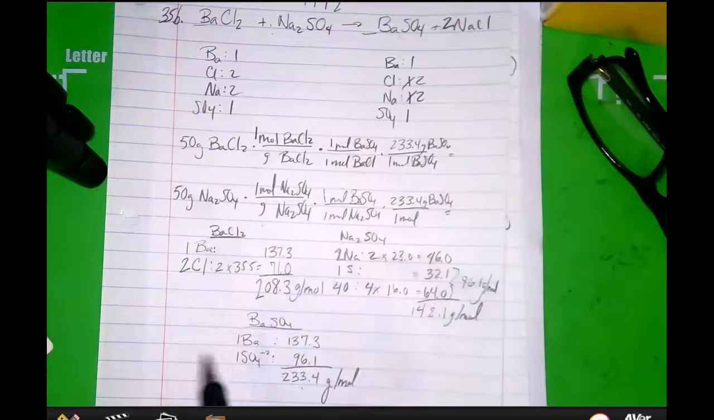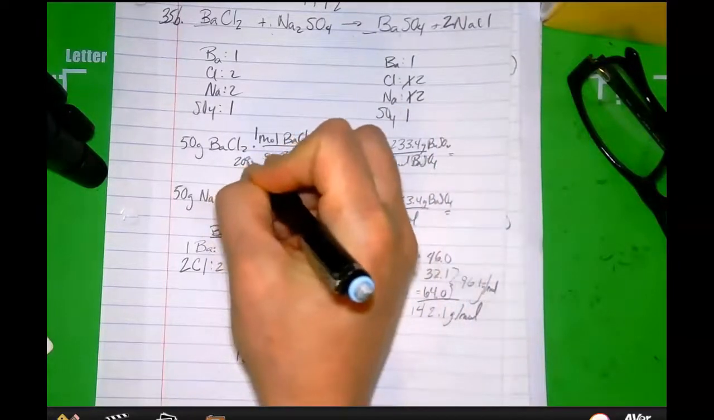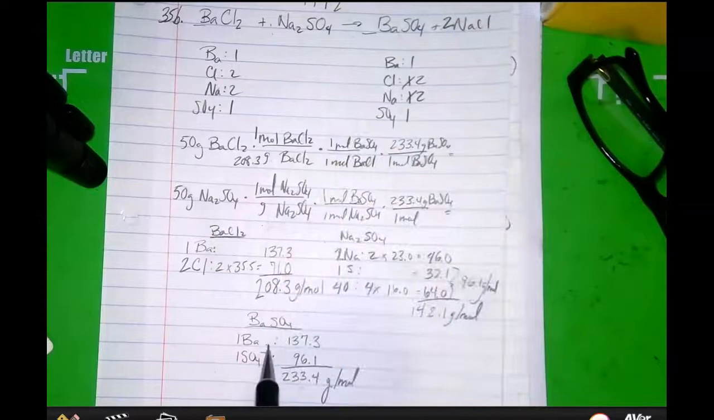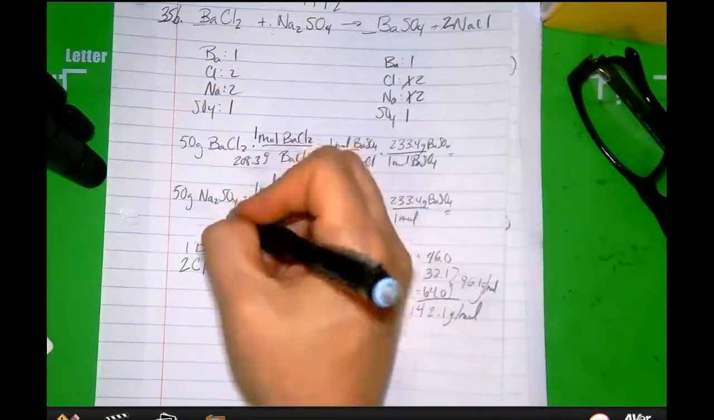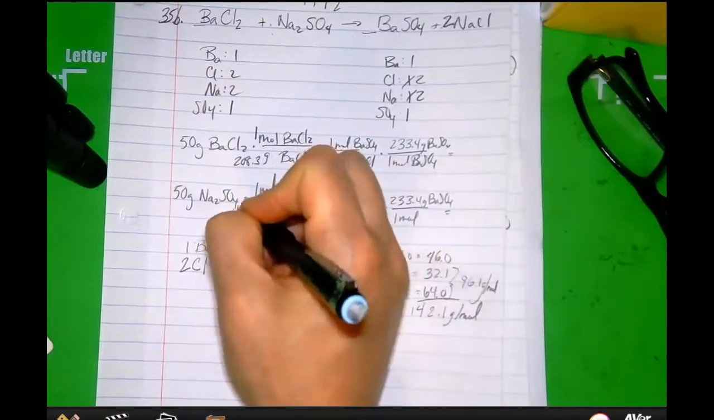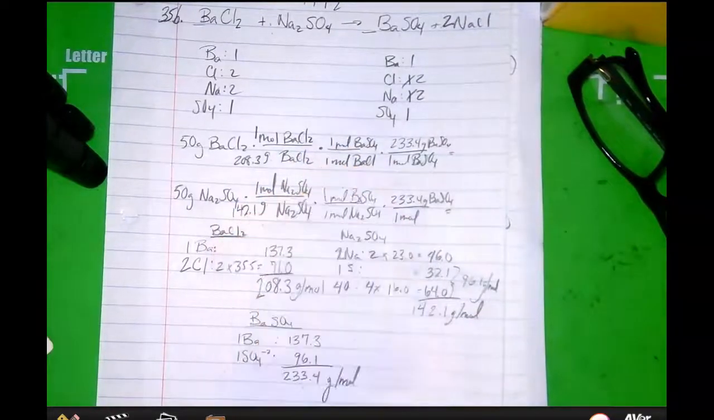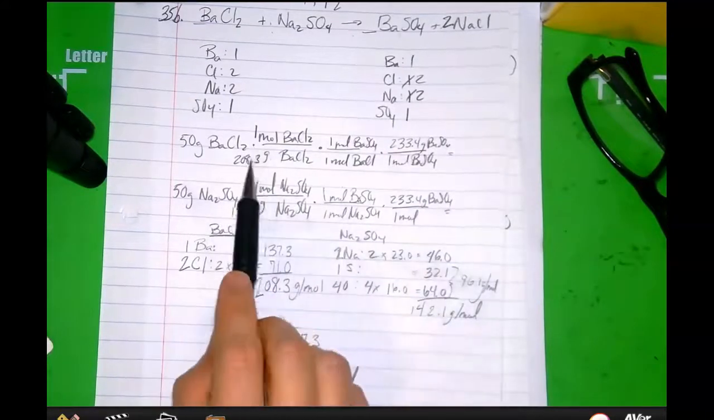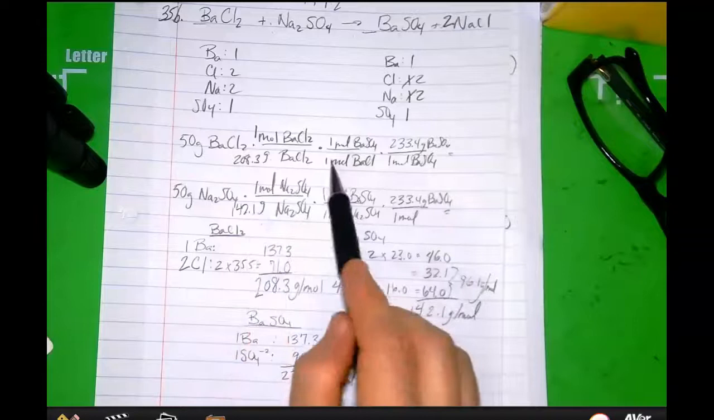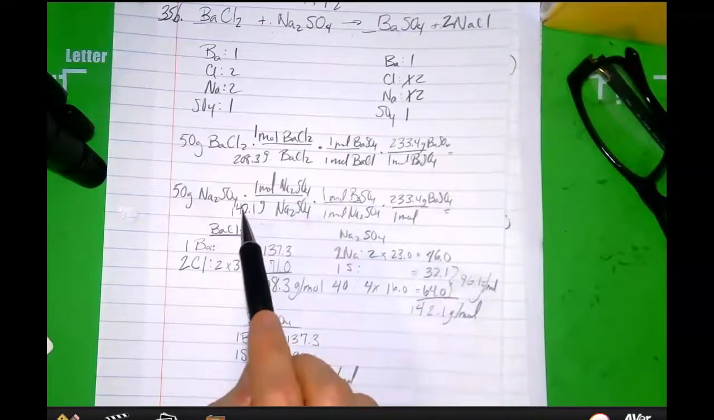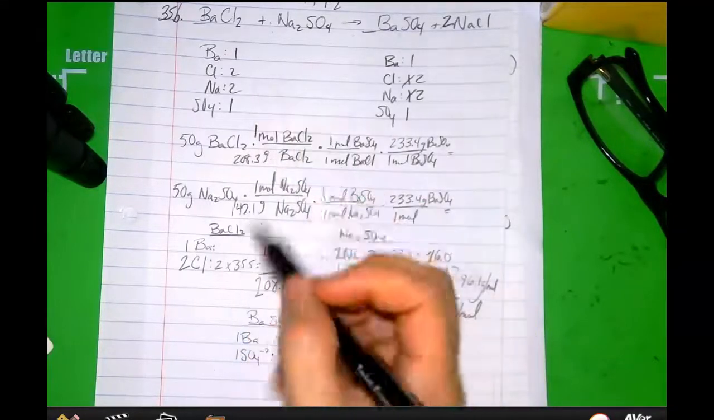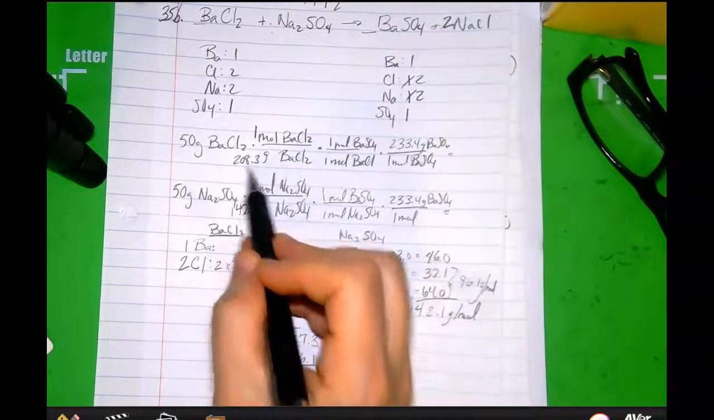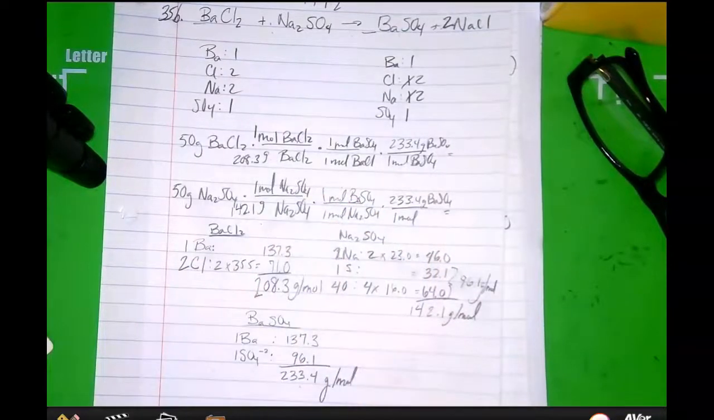So barium chloride was 208.3. And sodium sulfate was 142.1. Can you already tell which one's going to be the limiting reagent? It's going to be the smaller one. This number's the same for both. This number's bigger than this number. And these numbers are the same. So in this particular case, we see that this is going to divide by a bigger number. So barium chloride is going to be our limiting reagent, but let's carry out the math.